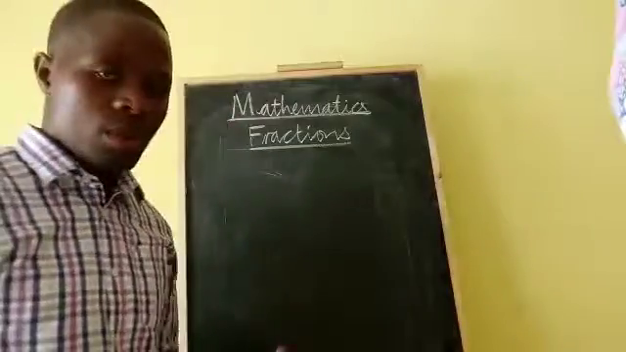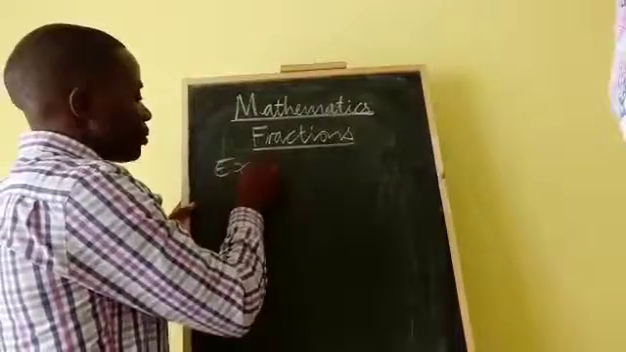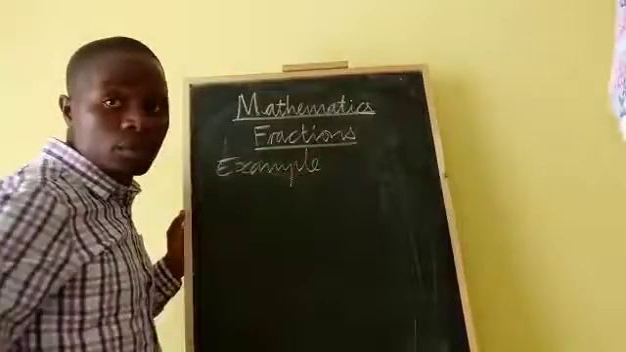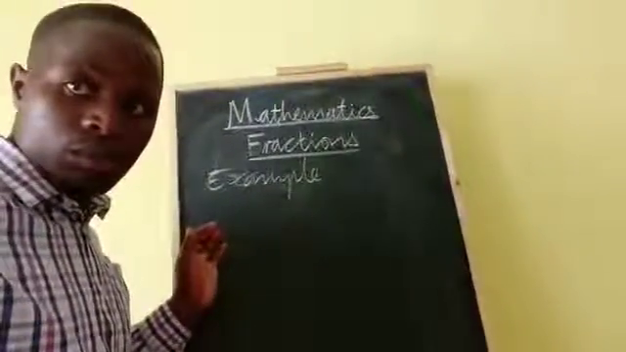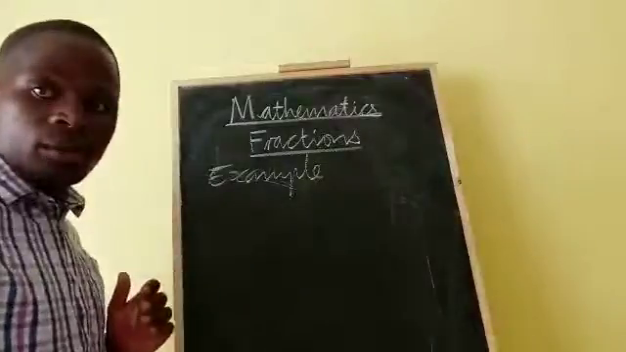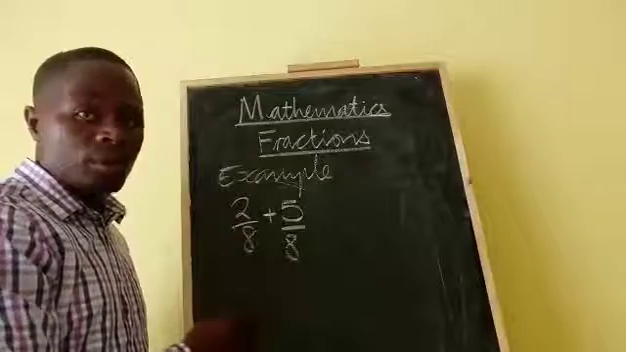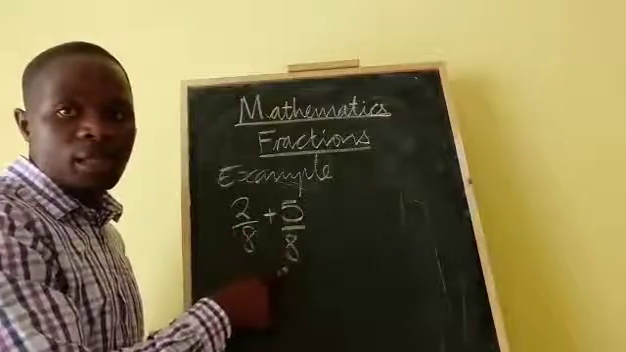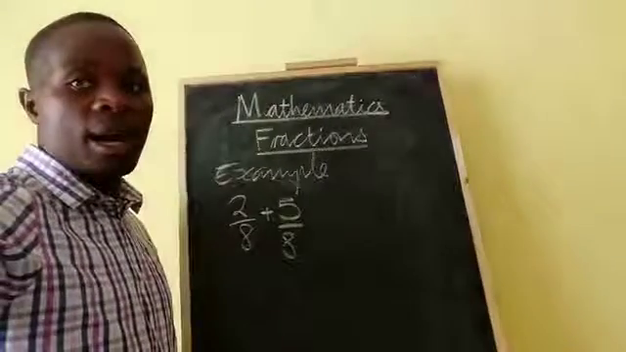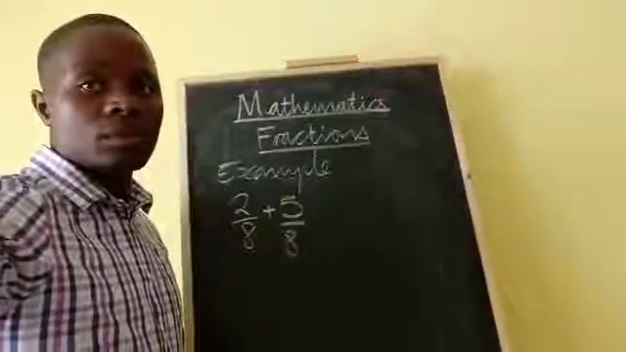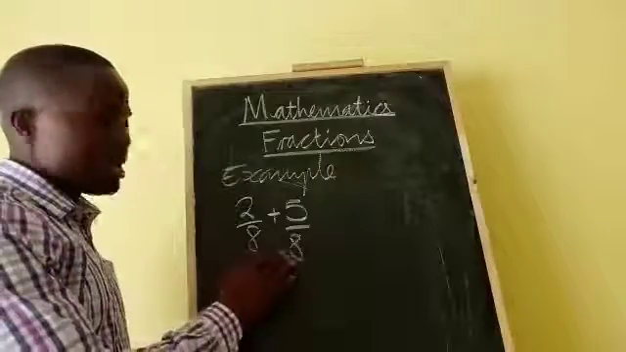Let's go through this question. For example, you have a question like, so a question that we have is 2/8 plus 5/8. If you look at the denominators, these two denominators, they are the same. That is 8 and 8, they're just the same.